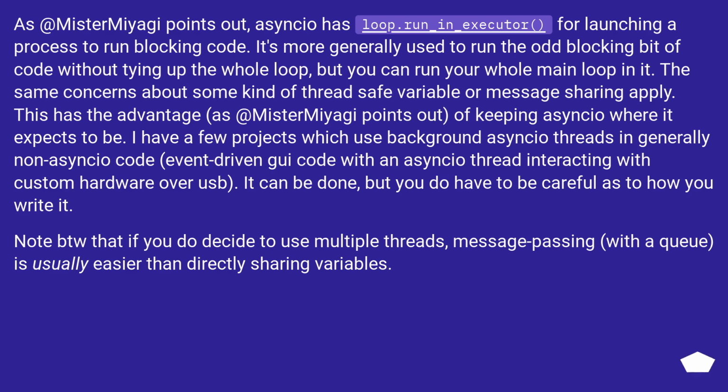I have a few projects which use background asyncio threads in generally non-asyncio code, event-driven GUI code with an asyncio thread interacting with custom hardware over USB. It can be done, but you do have to be careful as to how you write it. Note BTW that if you do decide to use multiple threads, message passing, with a queue, is usually easier than directly sharing variables.